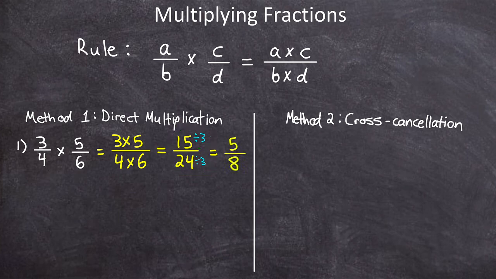Now let me show you how we could get this same answer of 5 over 8 using the method of cross cancellation. So I'll write this same example. Now when we did this example with direct multiplication, we did the multiplying first and then reduced the fraction. But what we could do instead is check for any factors that reduce before doing the multiplying.